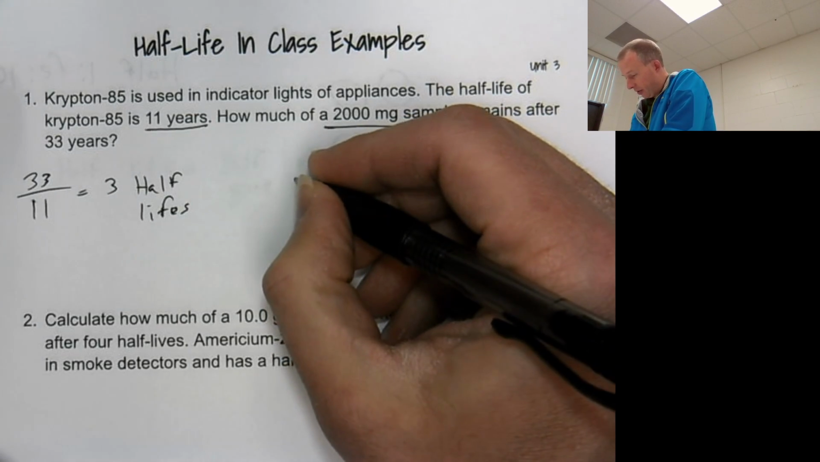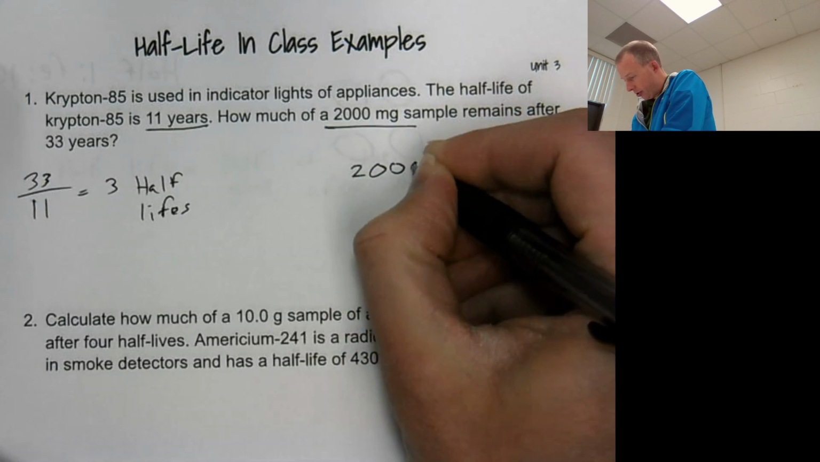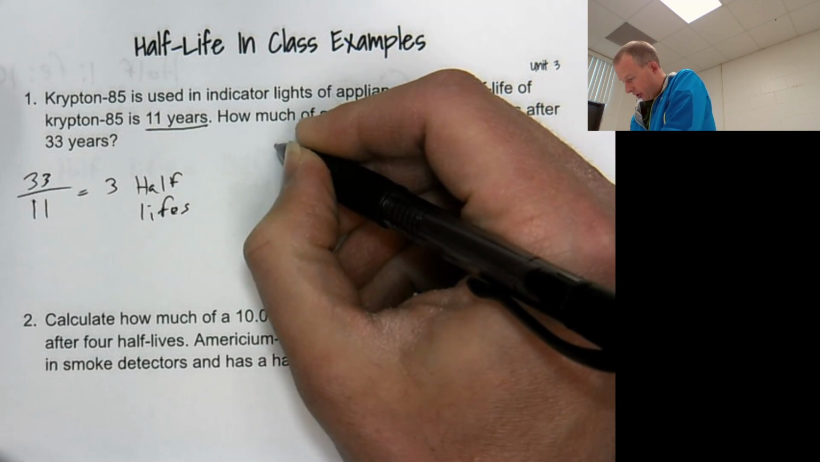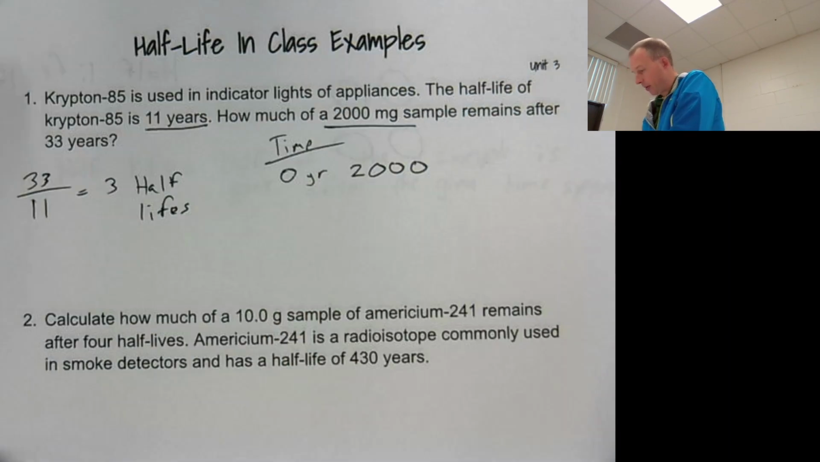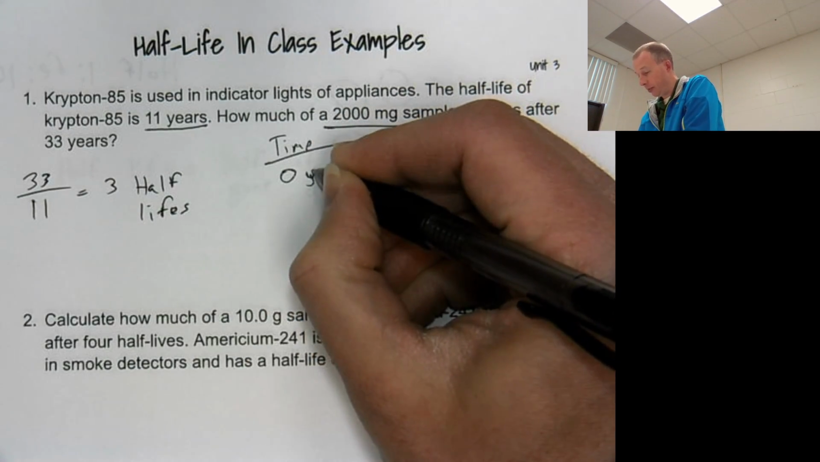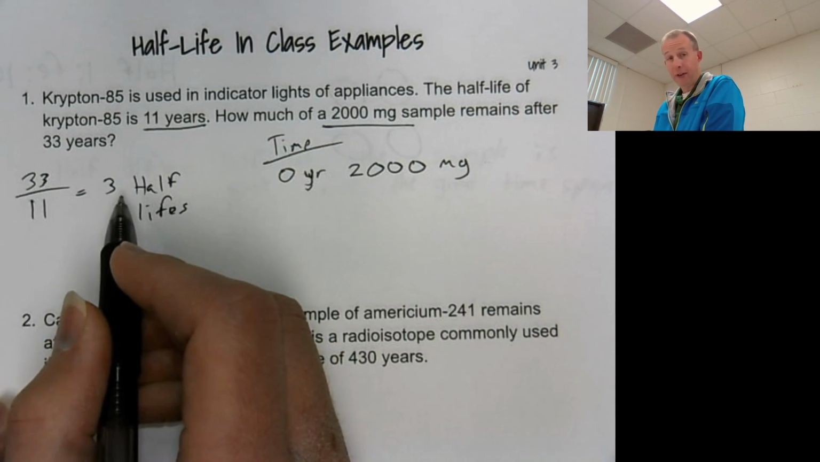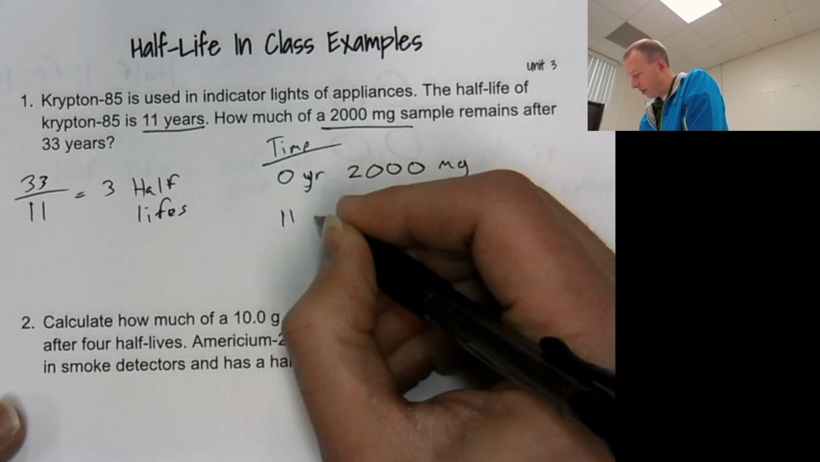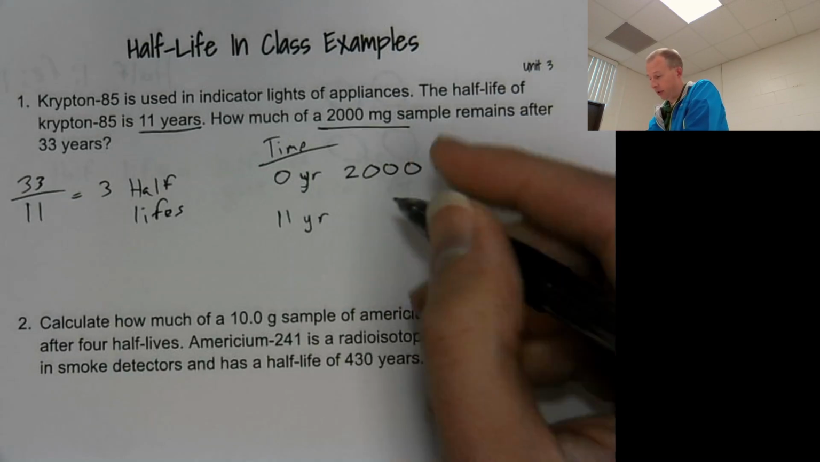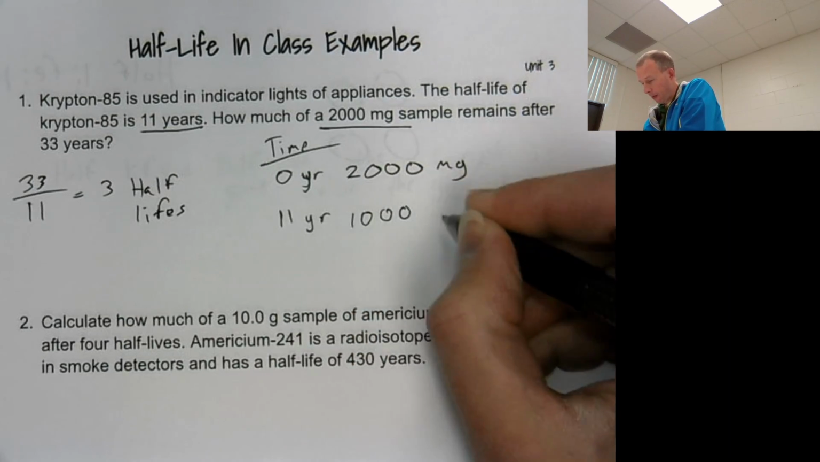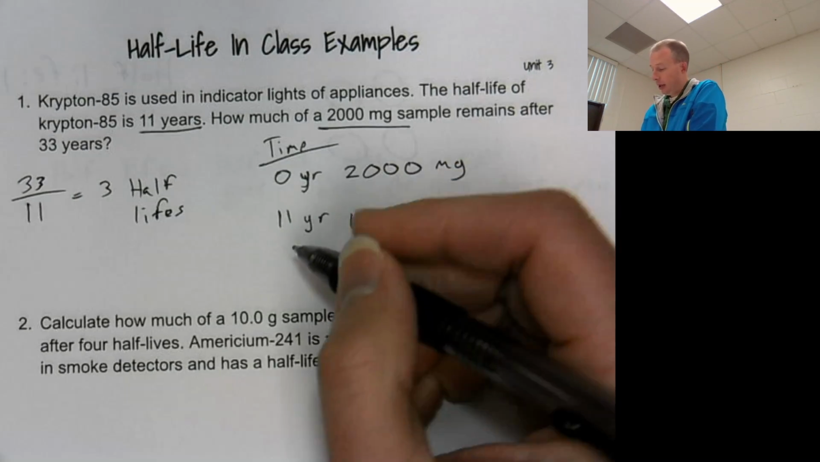So let's say we've got our first half-life. So at our initial time zero, so at our initial of 0 years, that's a Y. You've got 2,000 milligrams. All right, so we're going to do 3 half-lives. So after 11 years, which is 1 half-life, how much of this is left? Should be half of it. So half of 2,000, 1,000. I'm not even going to show you on a calculator. I'm going to guess you can do that one.